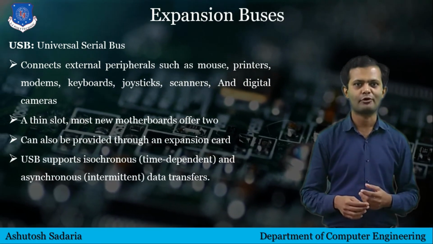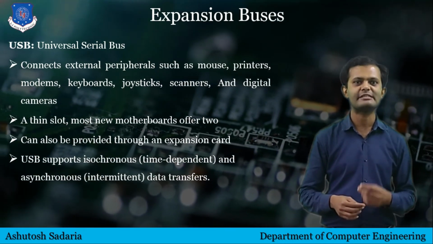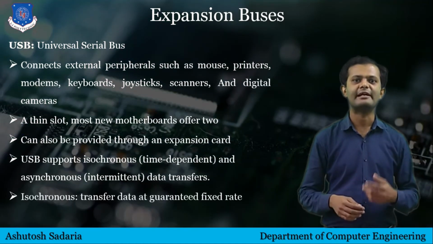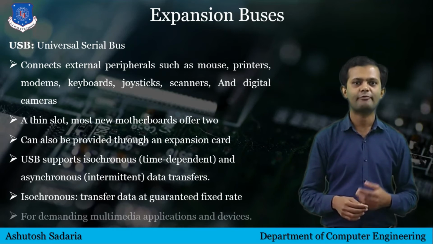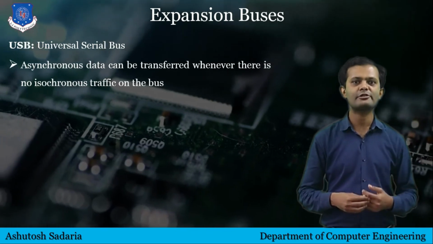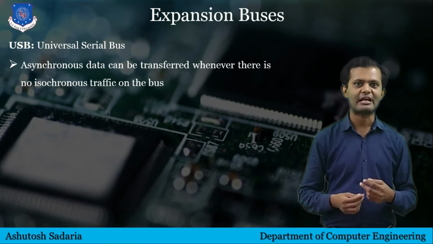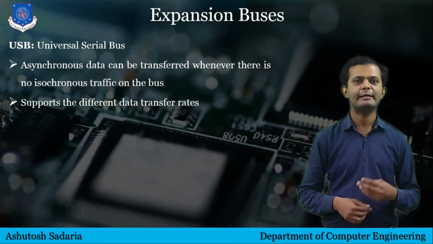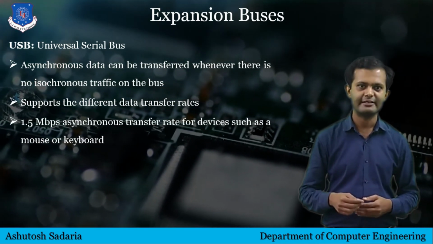USB supports isochronous, also known as time dependent, and asynchronous, also known as intermittent data transfers. Isochronous connections transfer data at a guaranteed fixed rate of delivery. This is required for more demanding multimedia applications and devices. Asynchronous data can be transferred whenever there is no isochronous traffic on the bus. USB supports different data transfer rate depending upon the amount of bus bandwidth a peripheral device requires.